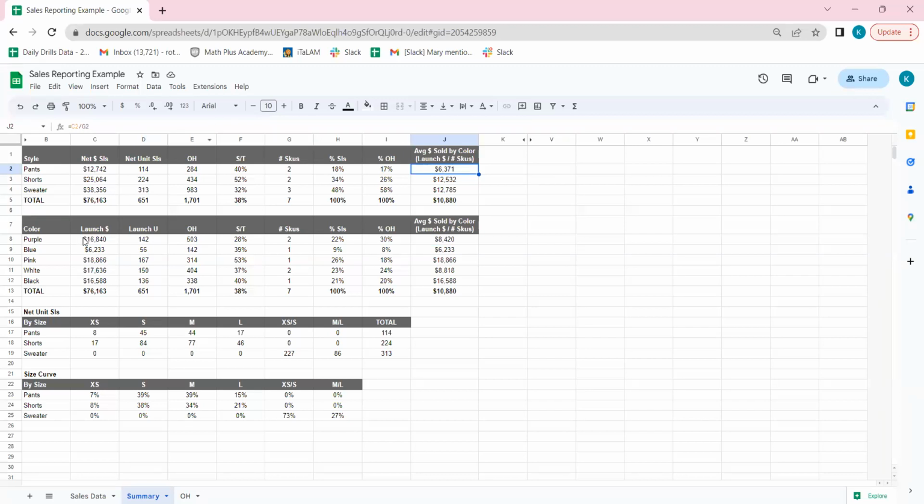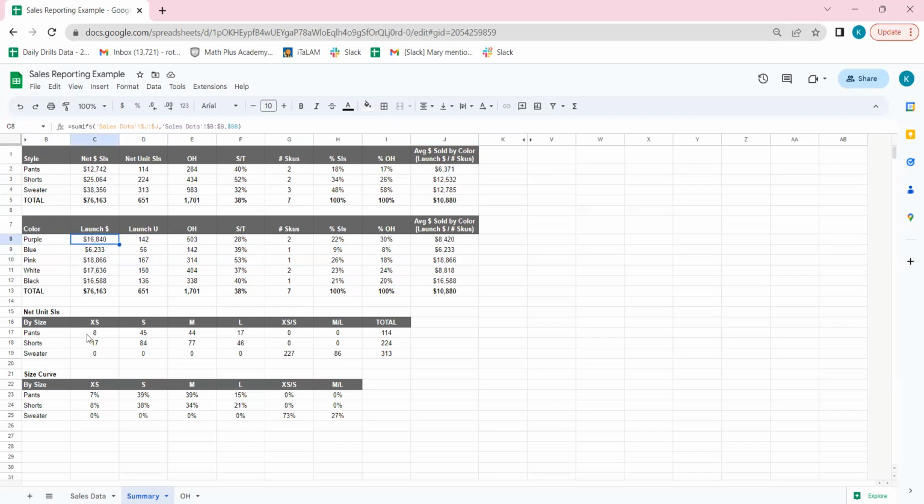So those same calculations are also done down here for the color part. So you can see by color how you sold those same metrics. And again, you could change it. Let's say you had a green in your next sales. You could pop in the green and see what green did. So it's very automated for any updates that you need to make in the future, which is really nice.